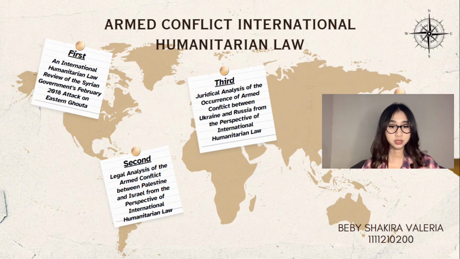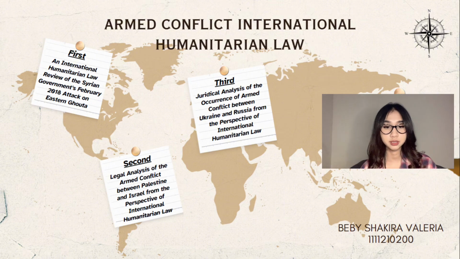The third article is about a juridical analysis of the occurrence of armed conflict between Ukraine and Russia from the perspective of international humanitarian law. Broadly speaking, this article will cover, first, the background to the conflict, examining the root causes of the conflict between Russia and Ukraine from political and military tension to its escalation into armed conflict involving the invasion and occupation of territory.